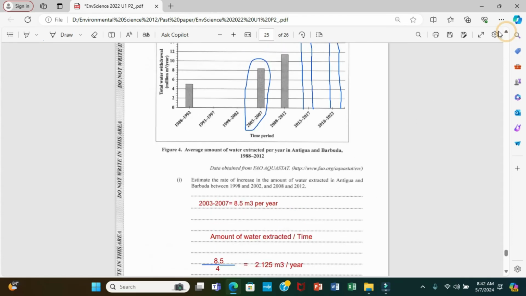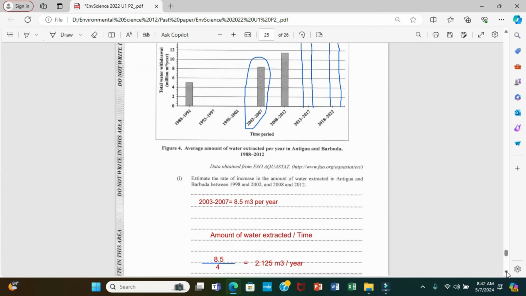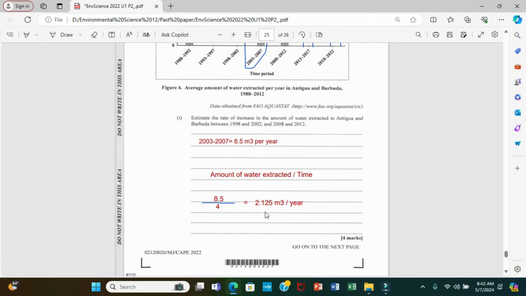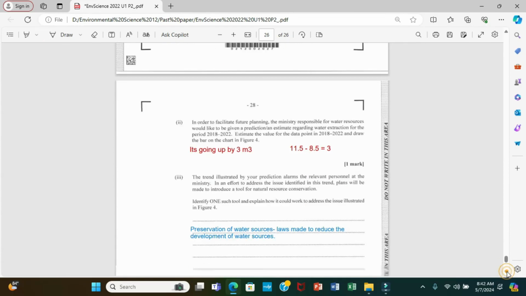Now, how do you get the 8.5? The 8.5, you read it off from here and go across. So that's 8.5 million cubic meters of water. So for this 4 year period, it's basically telling you that 2.125 million cubic meters of water is extracted per year in that 4 year period. All right, let's move to the next question.